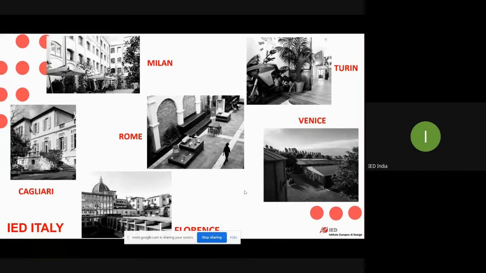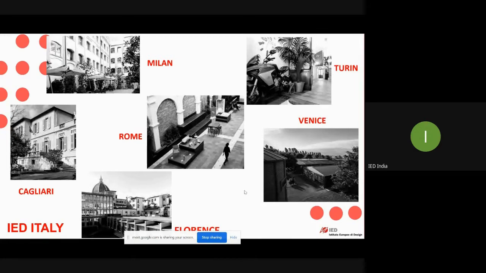When it comes to Milan, as Federica had mentioned, it's a place for fashion, for media, for entertainment. So we have courses focused on media design, sound design, animation design and, of course, fashion design in Milan. Rome is very well known for its heritage and its cinema.